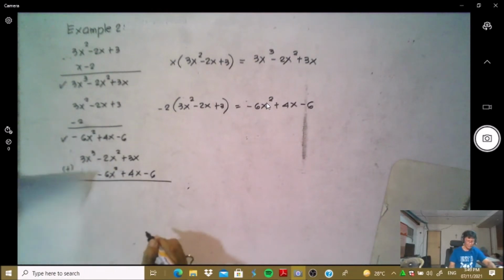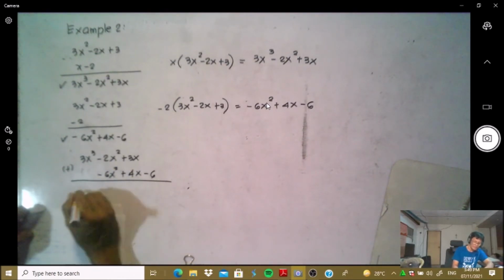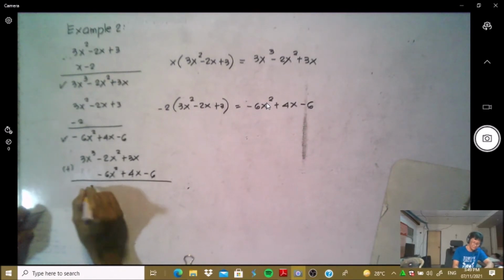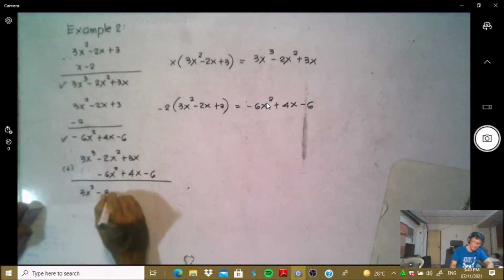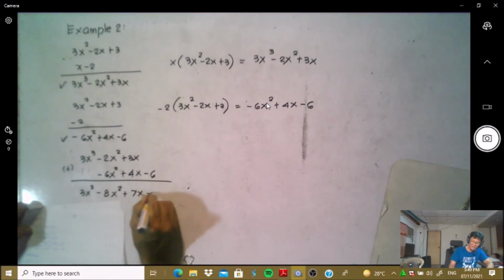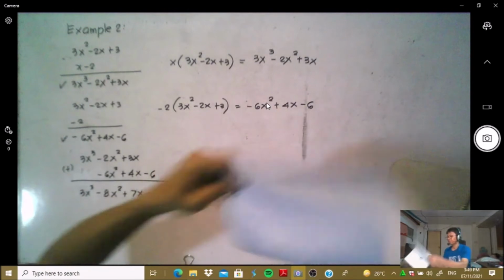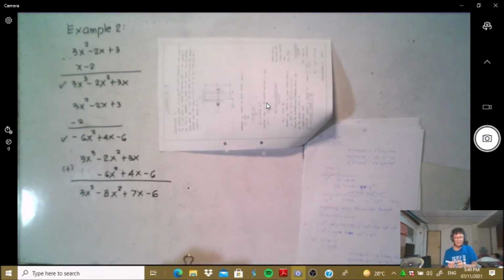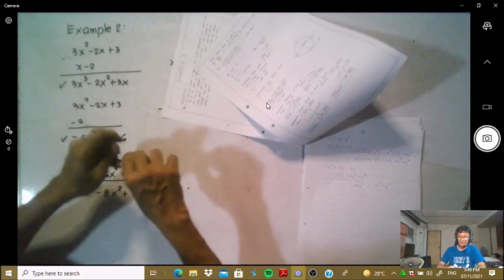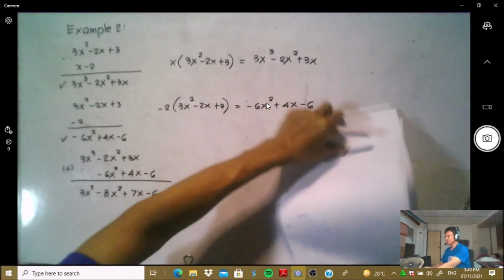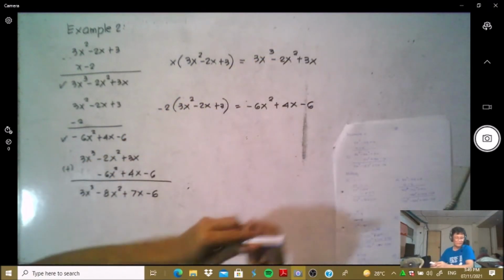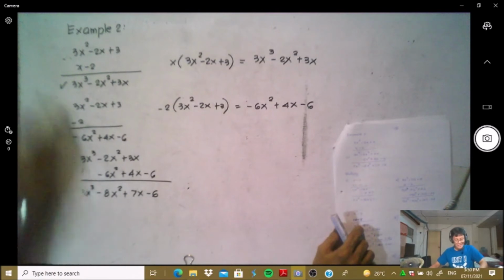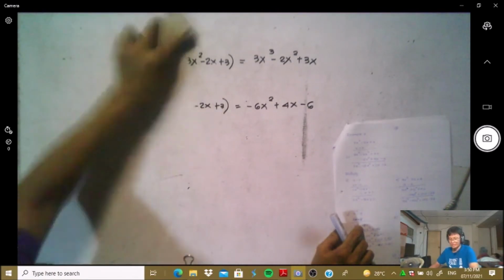Okay, so let's add. So bring down 3x cubed. Then we have minus 8x squared. Then plus 7x minus 6. And that is our answer. But we can actually go directly, but it is quite confusing sometimes. So it is best to solve this by this method to make it clear as well as accurate for the answer.